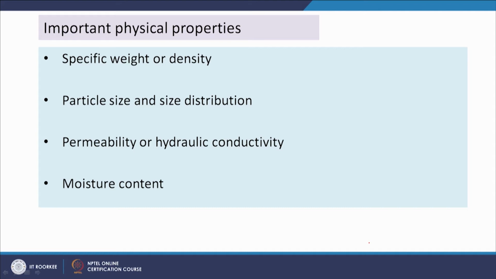Now, after the collection of samples, we have to analyze and characterize them. For physical property assessment or physical characterization, specific weight or density, particle size and size distribution, permeability or hydraulic conductivity and moisture content are important, and we will discuss how to measure these.